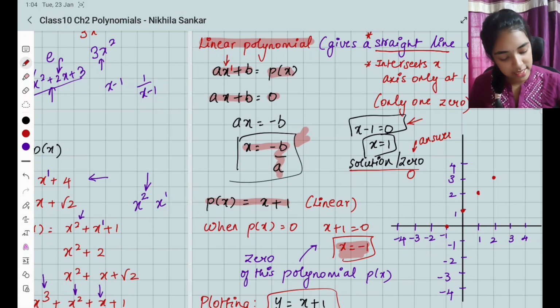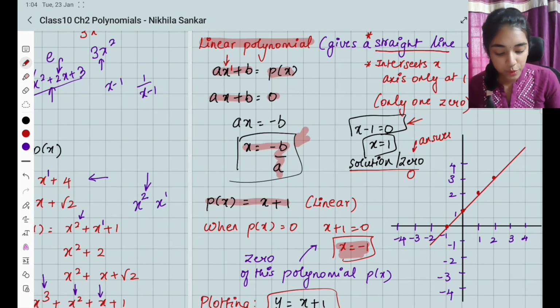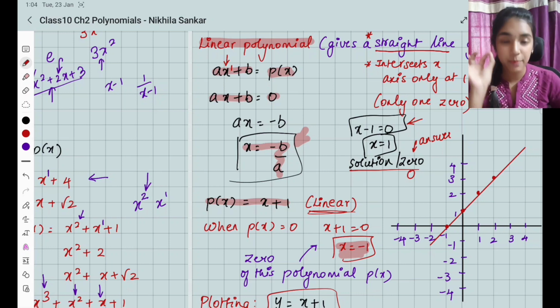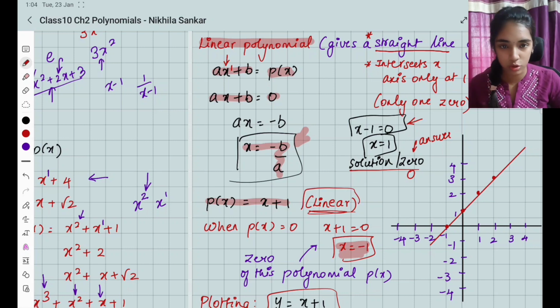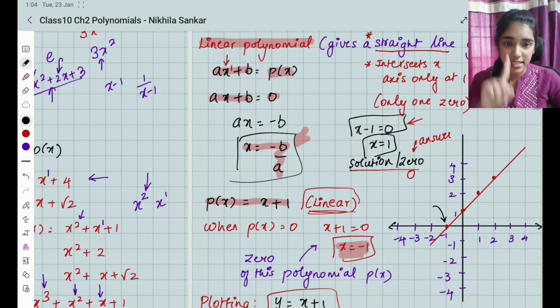So when you join these lines, what are you getting? You are getting a straight line. Straight line na அர்த்தம், it is going to be a linear graph. அதனால தான் இது linear னு சொல்றோம். So straight line வருது. இப்போ graphically, how do you find how many zeros are there? இப்போ இந்த இடத்துல நம்ம என்ன பார்த்தோம்? Linearக்கு you only have one zero னு பார்த்தோம். But geometrically or graphically, what do you say? இந்த இடத்துல, if this is your x-axis, this is intersecting the x-axis at only one point.